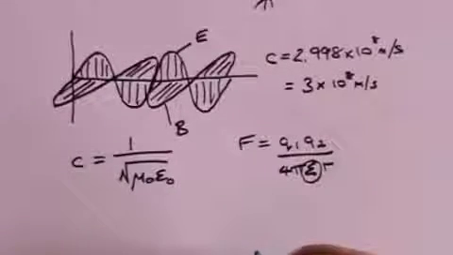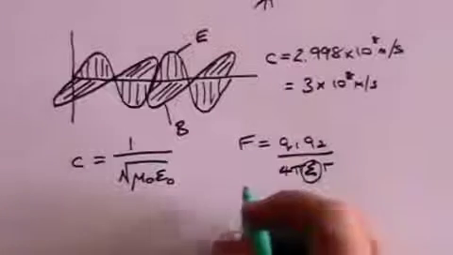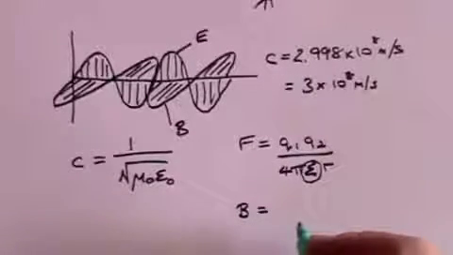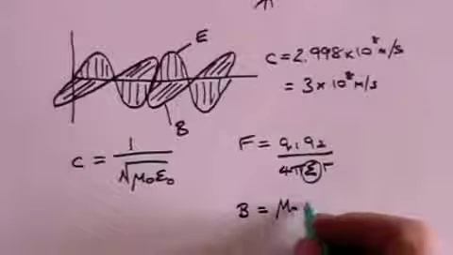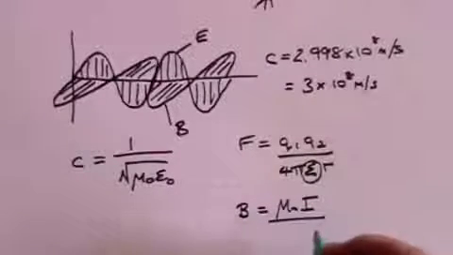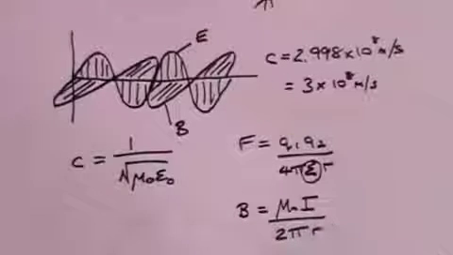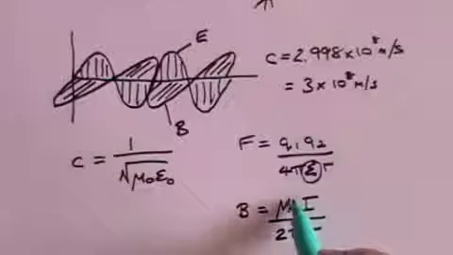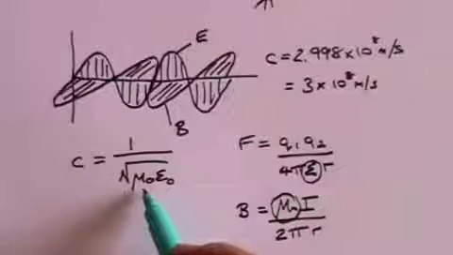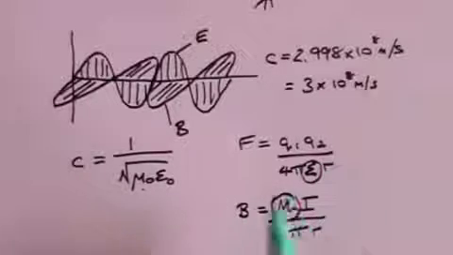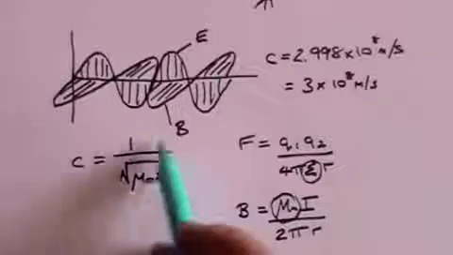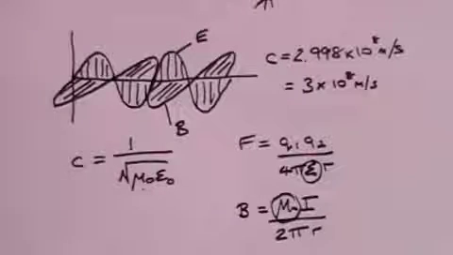Similarly, we also found that when you pass a current through a wire, there is a magnetic field generated around the wire, and the value of that field, B, is equal to mu0 I, where I is the current, divided by 2 pi r, where r is the distance from the wire. And that mu0 is that mu0 there. So those two terms that we're already familiar with, if you put them into this equation, that derives the speed of light. We're now going to look at the electromagnetic spectrum.